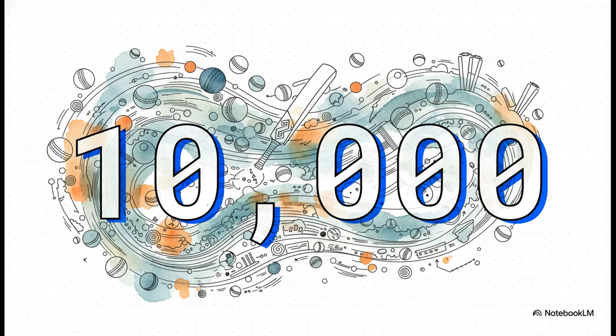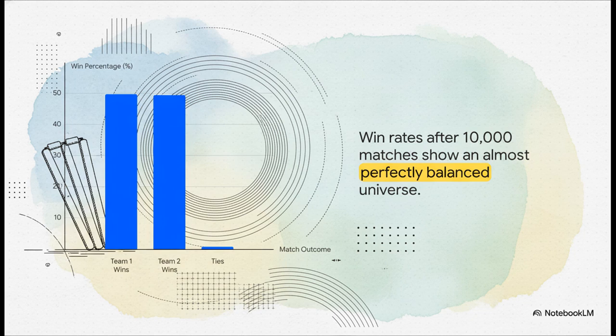It's this absolutely massive scale that lets us see past the luck of any single game and really uncover the deep strategic truths of cricket that only show up over the long haul. And what did we find after 10,000 matches? Well, look at this. The results are almost perfectly balanced.